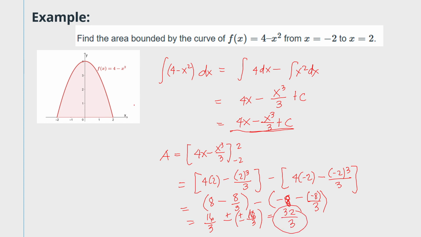So the area bounded by the curve f of x is equal to 4 minus x squared from negative 2 to 2 is 32 over 3. Okay, that's the area. So we need to state the area: this is 32 over 3 squared units. Okay, that is example number 1. Squared units, because this is area.